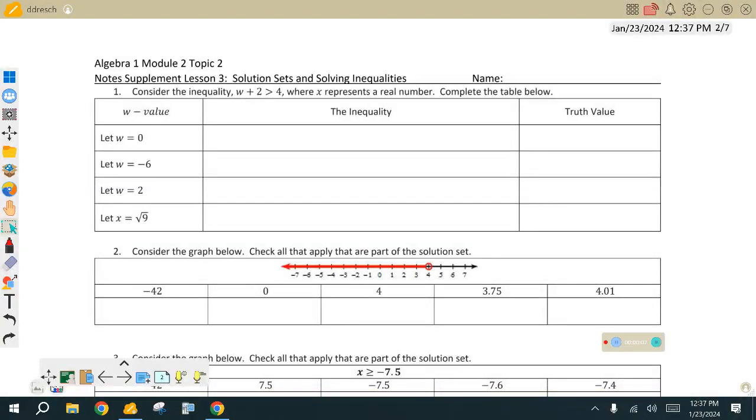Examples. Determining if these values are making that inequality true or false. Did you select the ones that are true? Yes or no? So with this particular inequality here, W plus 2, what's that symbol again read as? You've got to know it like that. That's my greater than symbol. W plus 2 greater than 4. So plug it in, and is that a true or false statement? That truth value, is that true or false?